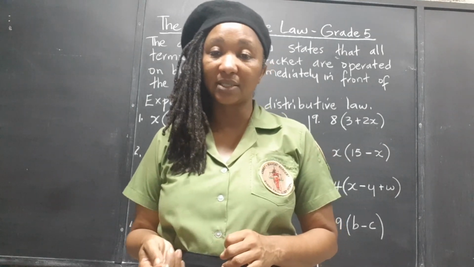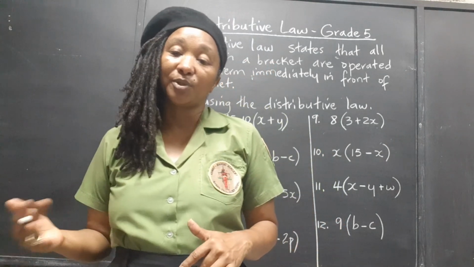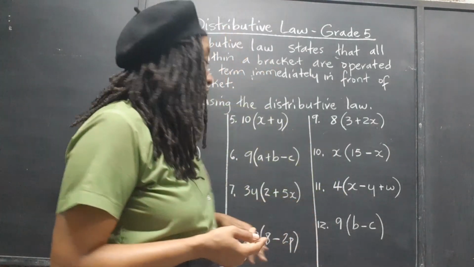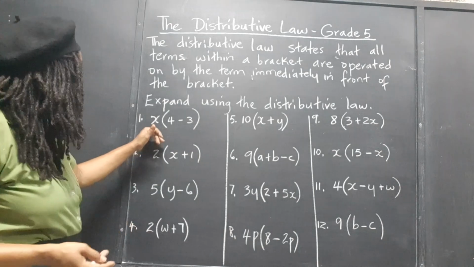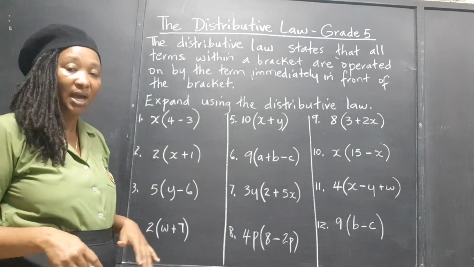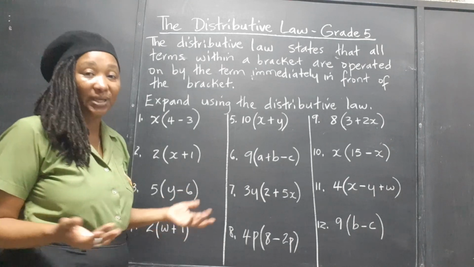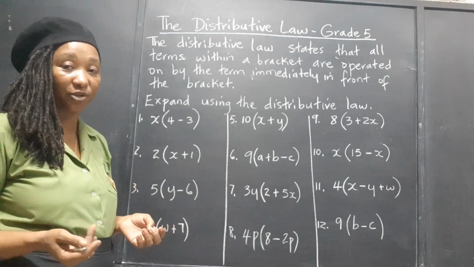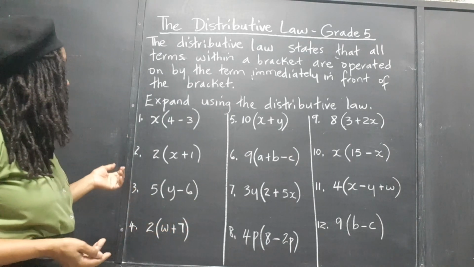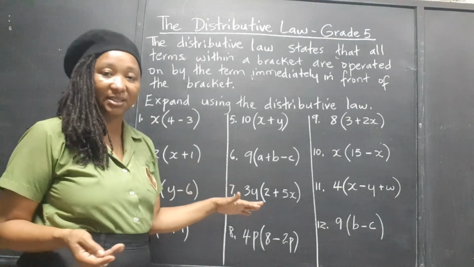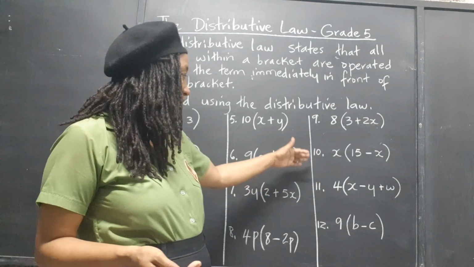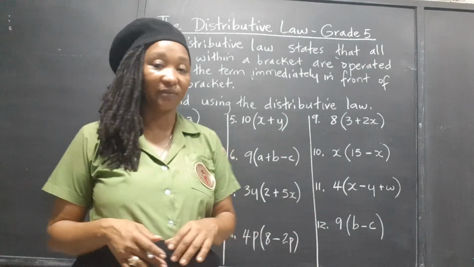So the distributive law has to do with expanding brackets. The number or term in front of the bracket is multiplied by each thing inside the bracket. And then if we can, we simplify, so we group the like terms, if it is possible. So we're going to expand all of these brackets using the distributive law.